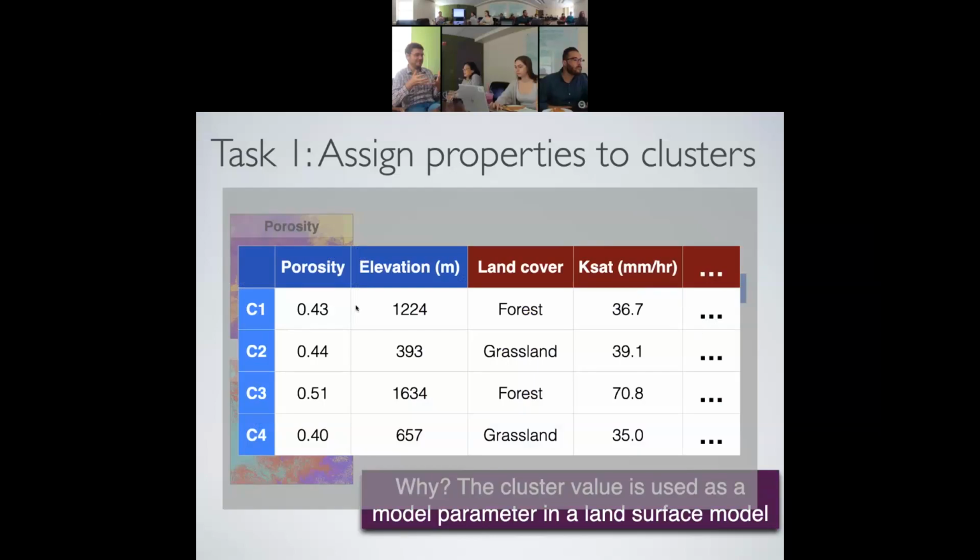And so you might have clustered on porosity and elevation, but then you can also carry along the rest of the properties with you. So I've clustered on this, but because there's a strong relationship with other soil properties, it also brings a lot of that variability along with it as well.